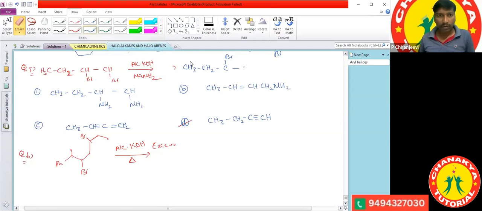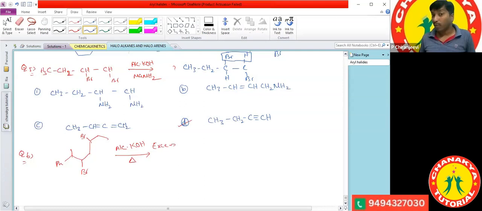Okay. Bond C–H will be there. Same question, I'm writing CH and Br. Let us see. By taking alcoholic KOH, we can remove one HBr. By removal of the one HBr, it forms one pi bond between the carbon and carbon atom.